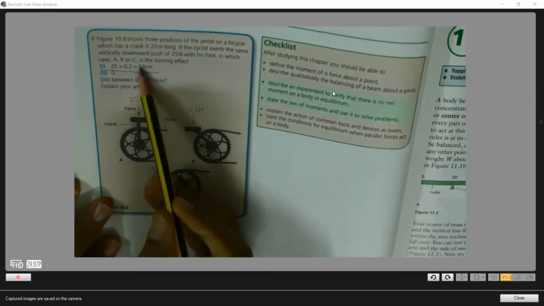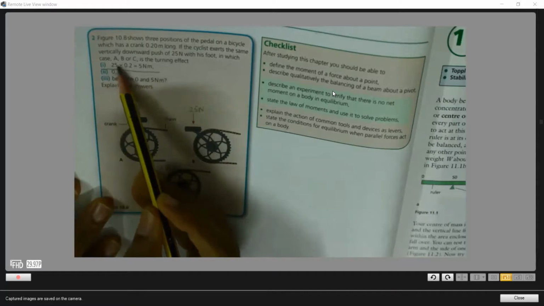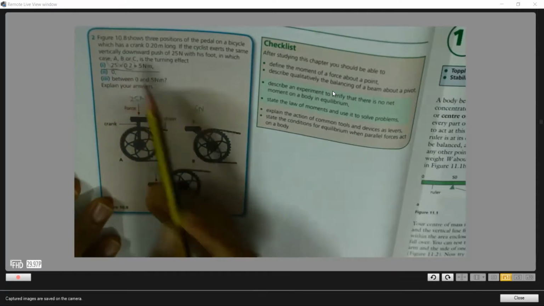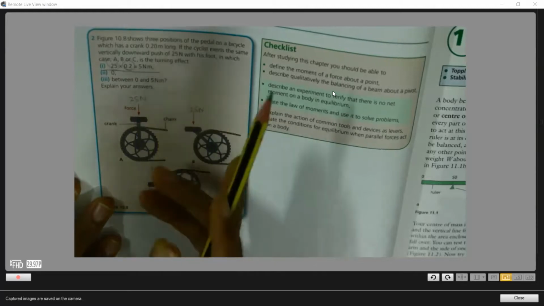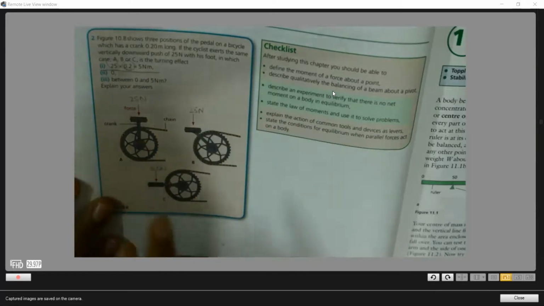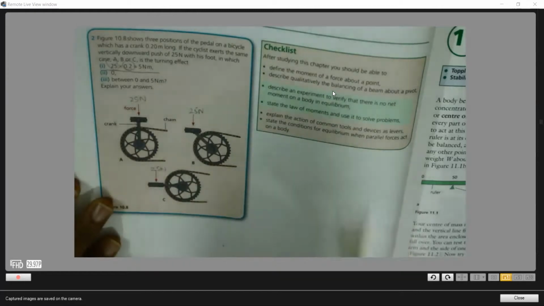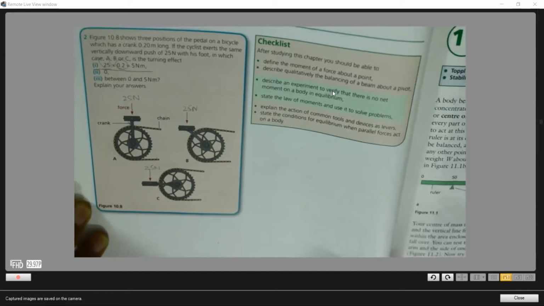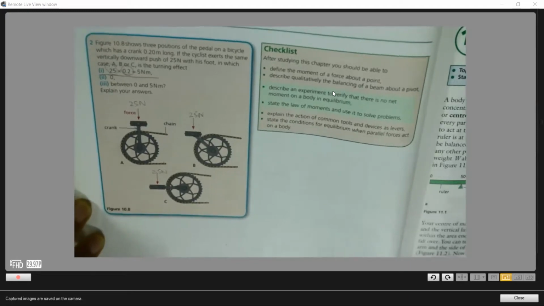So 5 Newton meter, how? This way, meaning force multiplied by the perpendicular distance between the line of action of force and the pivot. What is the pivot in all 3 cases? In all 3 cases, what is the pivot? So first you decide your pivot.